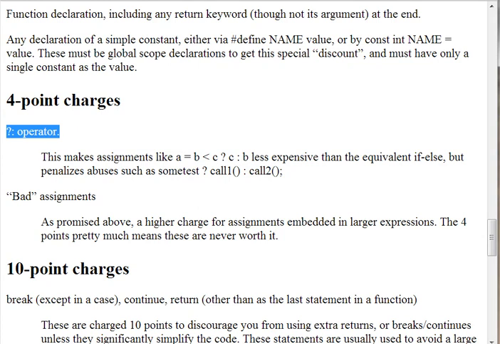Question 5, for instance. The document maintains, as you can see here, that A equals B less than C, question mark, B, colon, C, is cheaper than the equivalent if statement. So what are their two costs? How much cheaper is the conditional expression than its equivalent if statement?